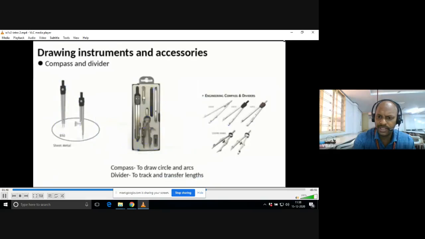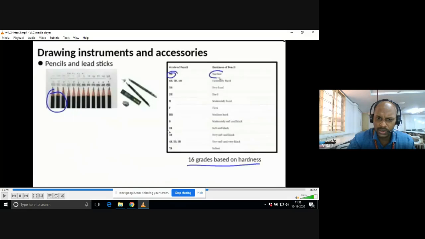I told you 16 grades of pencils are there according to the grade of the graphite used in the pencil. The graphite has different hardness values, and we recommend using only four types.